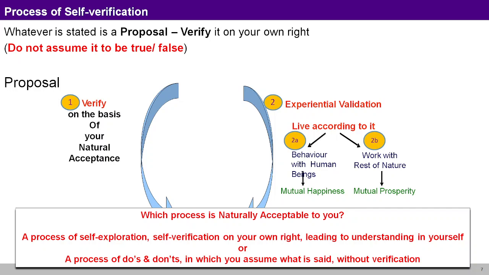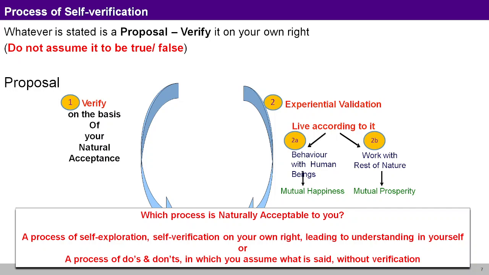Look at this diagram. Whatever is stated is a proposal. Verify it on your own right. Do not assume it to be true or false. Don't assume that. Verify, verify. A proposal comes out of my desire, a proposal comes out of my thought, and it is being verified by myself on the basis of my natural acceptance.